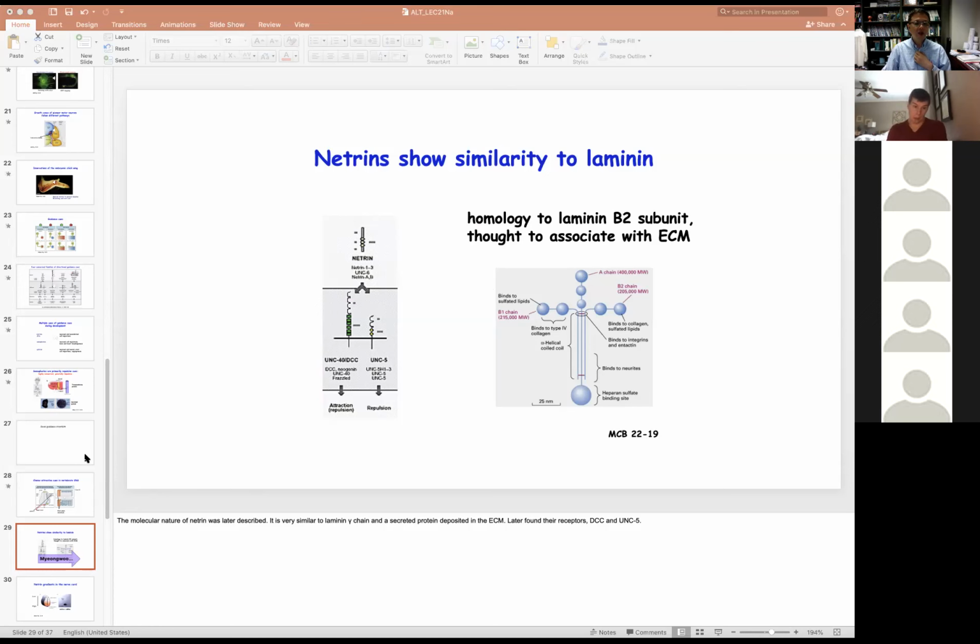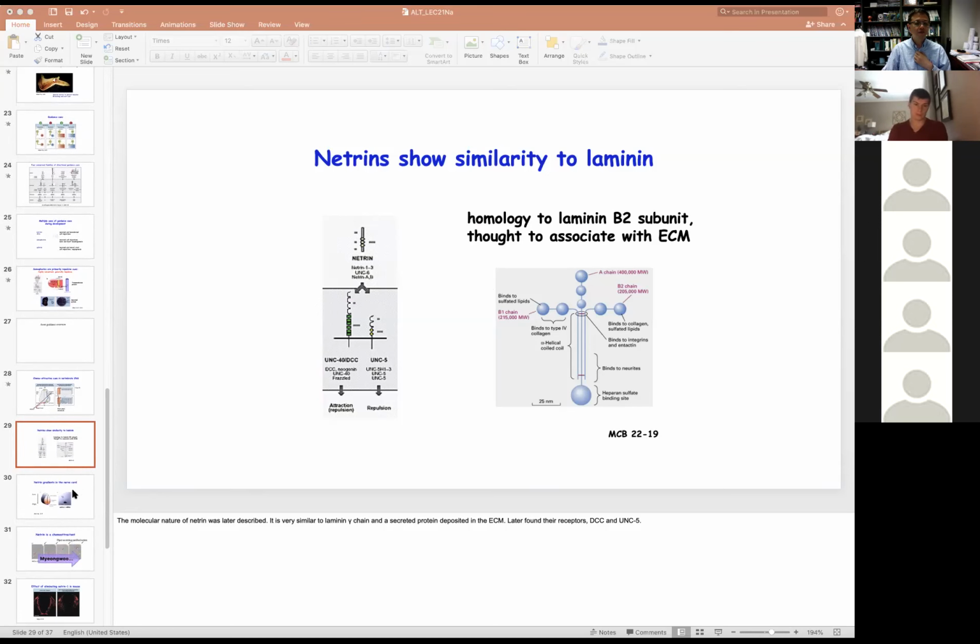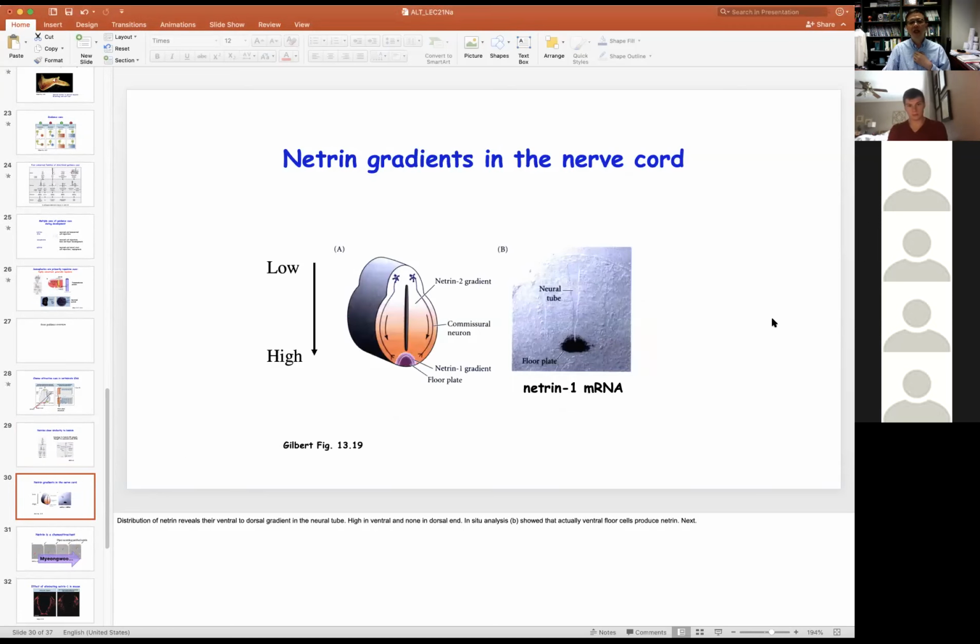And then the next figure, they look at the gradient of this netrin, and it is more in the ventral. So can we label this? Okay, so here is the ventral.